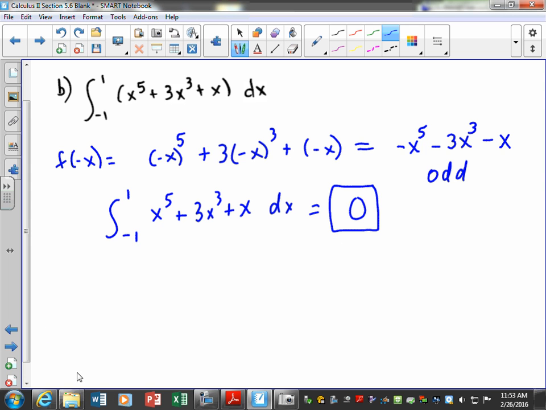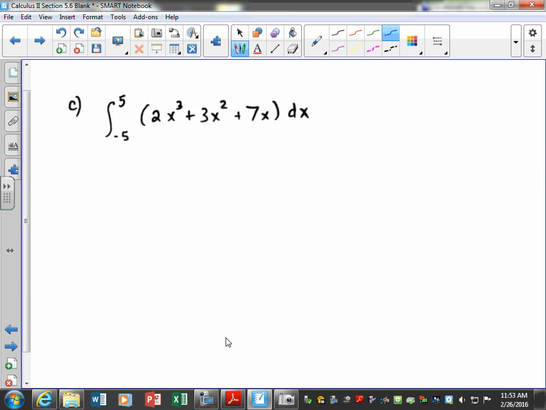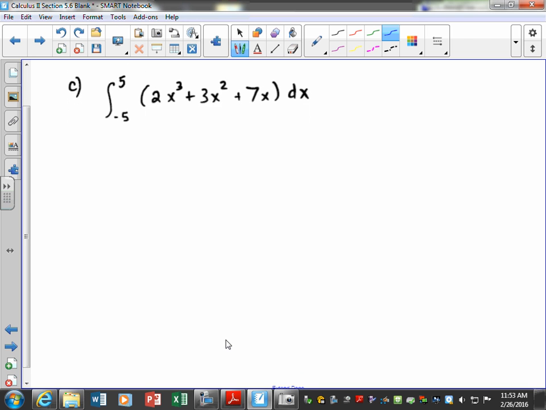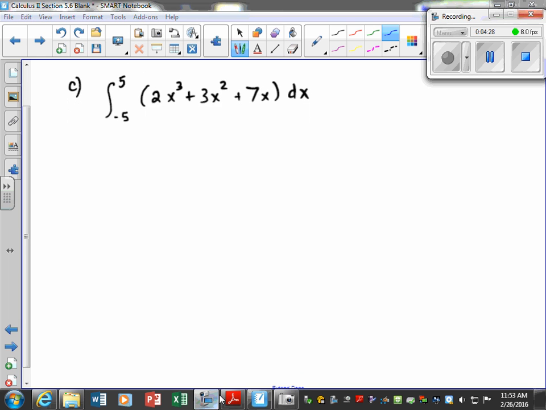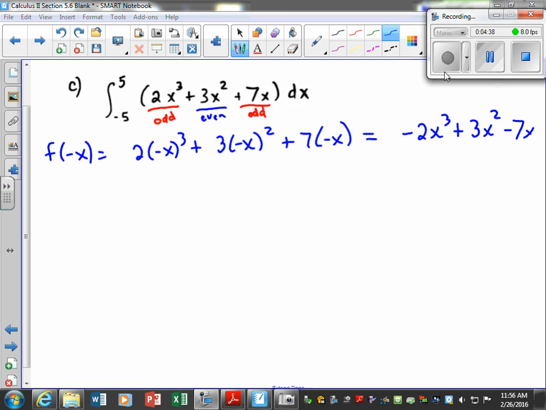Alright, let's see our next example. Write that down, and first of all determine if it's even or odd, and then see how far you can get. Okay, so when we evaluate f at negative x on this one, term for term for term, we didn't have that consistency that we had in part A and part B. So we want to look at these individual terms, because remember, we can take the integral of each single term, because we have a property to do that.